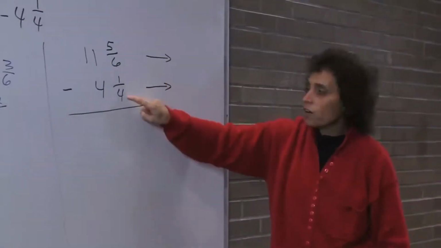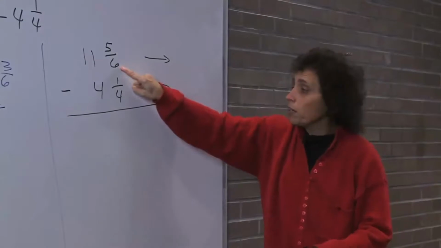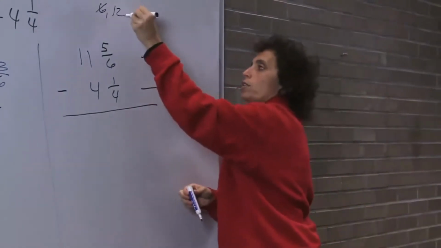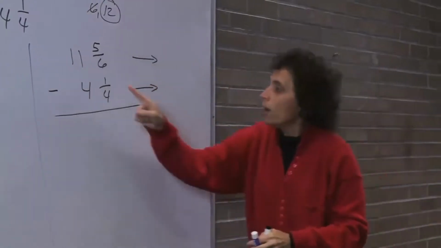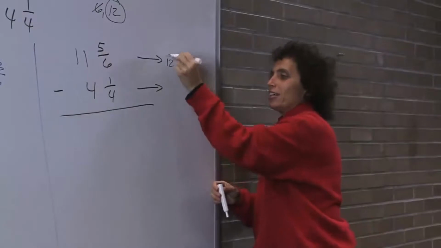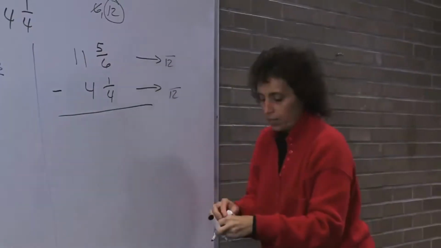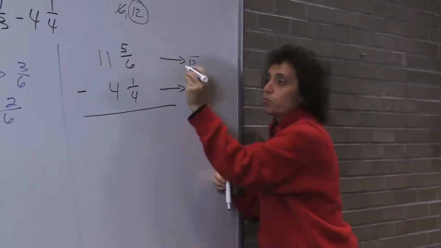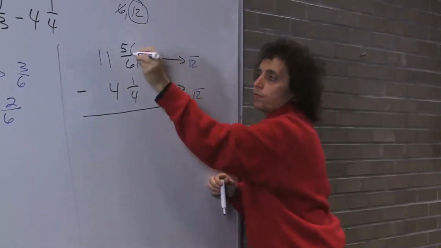Well, look at the 6. 4 does not go into 6 without a remainder, so I have to take multiples of 6. So 6, 12. 12's a winner. Okay, so 12's the LCD. All right, so I have to ask myself, what do I multiply 6 by to get 12? And that is 2.